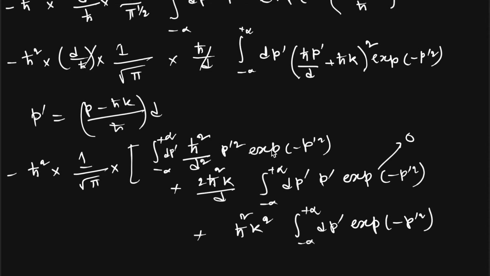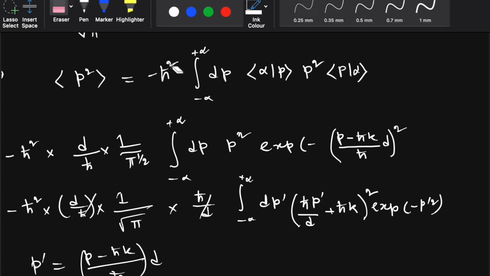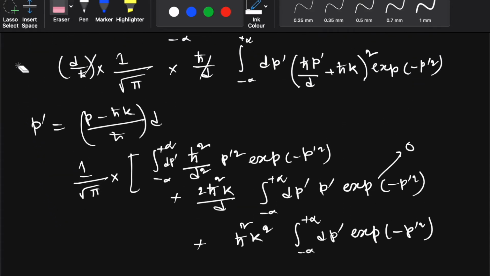Now here we have made a mistake: we multiplied with an extra minus h cut square, so it will not be there.